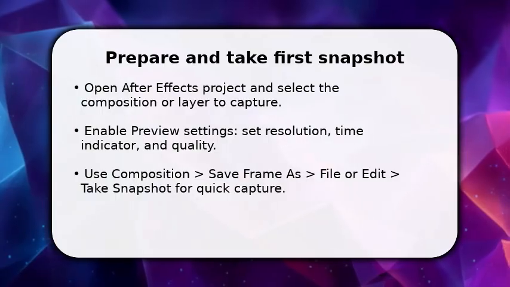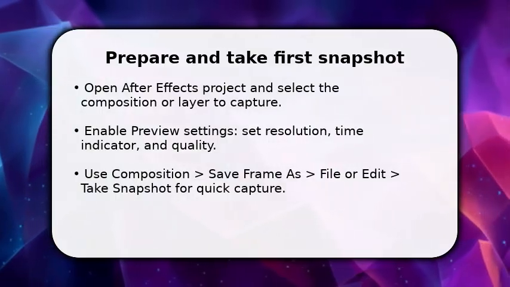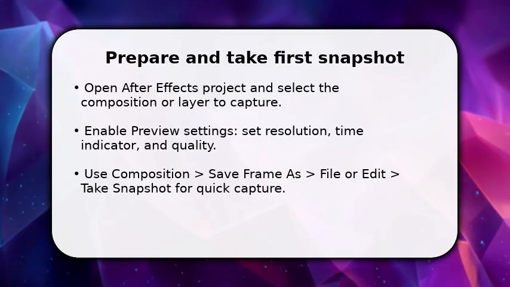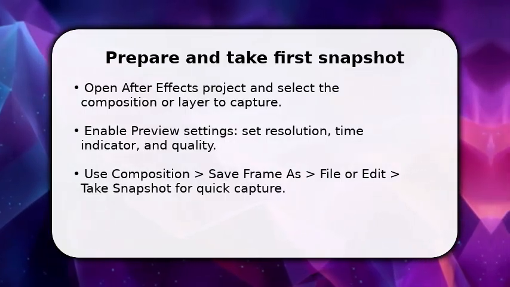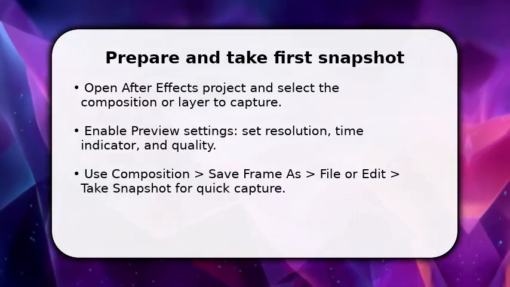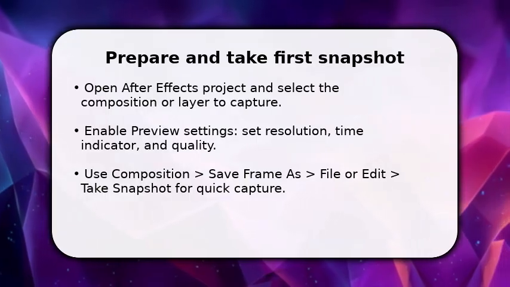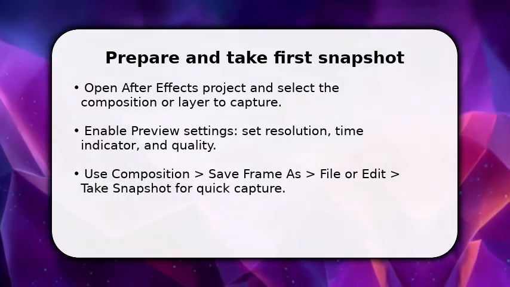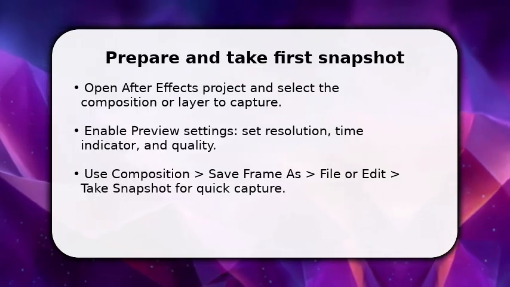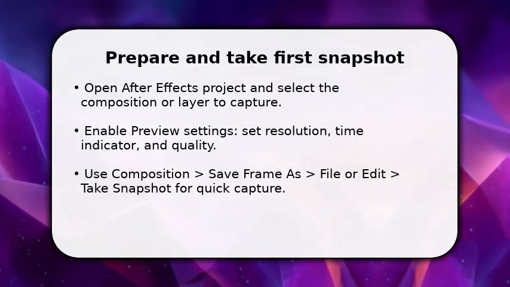You start by targeting the exact frame you want. Scrub the current time indicator until the image reads true to your intent. Next, make sure resolution and quality match your export needs. Full for final, half for drafts. Once done, choose Save Frame as to render a still or use take snapshot for temporary reference.